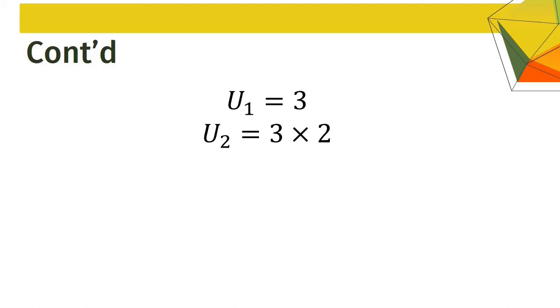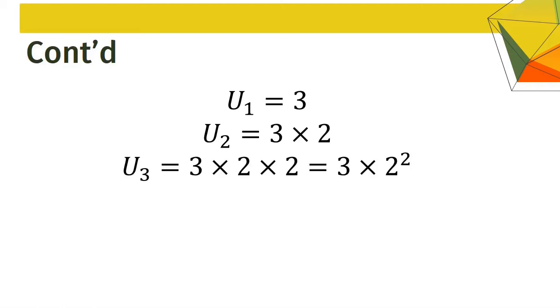How do I get the third term, which is u3? In the same way, u3 is given by the value in the second term multiplied by the common ratio 2. Remember, in the second term, we got 3 times 2. And so that same 3 times 2 multiplied by the common ratio 2, and that will produce 3 times 2 raised to the power 2. And that produces the value for the third term.